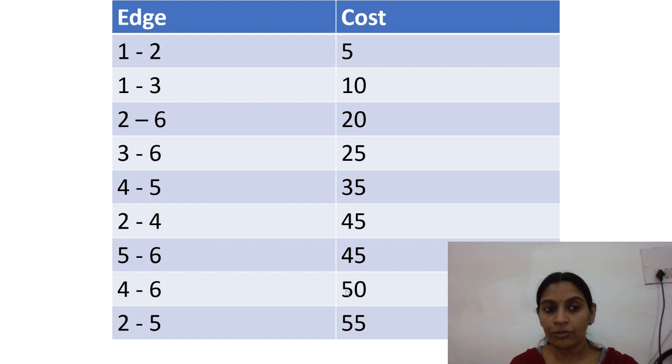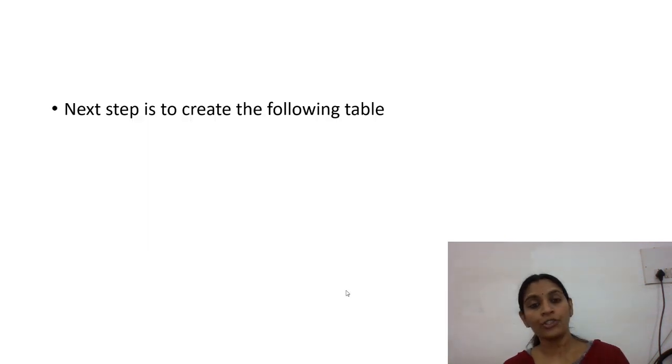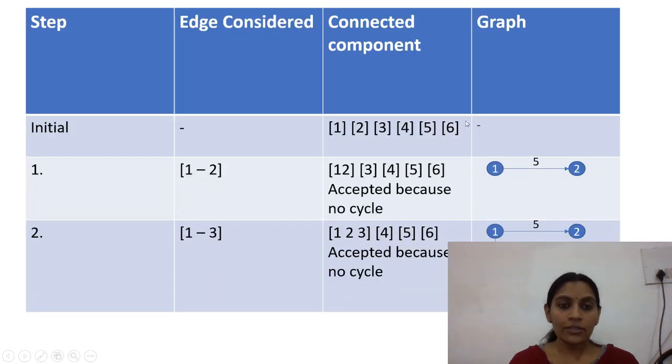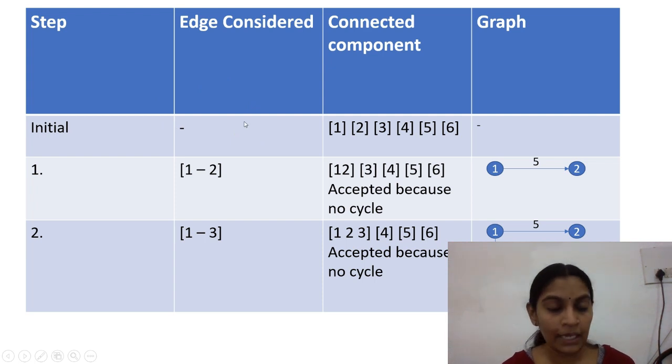So from this table I have to add each edge one after another. The only thing is, after adding the edge, we have to check whether a cycle is getting formed or not. So this is the kind of table that I'm going to prepare. Initially, my edges considered will be empty because I don't have anything considered as of now. And these are the components, which are vertices for us. And initially, there is no graph generated either.